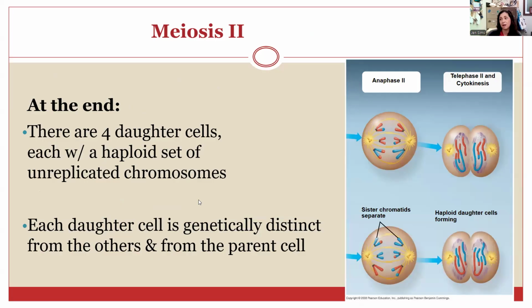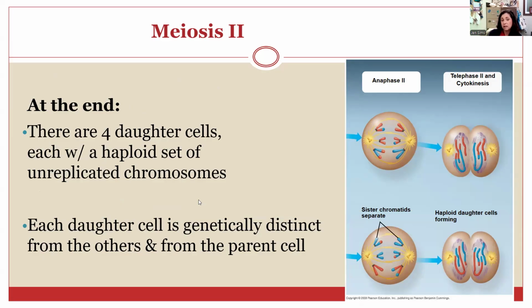So at the end of meiosis 2, you've got 4 daughters, but the big difference is they are haploid and they're unreplicated. They're just single chromosomes. And so they are a mixture of some from mom and some from dad.